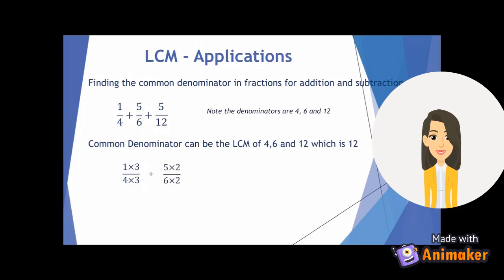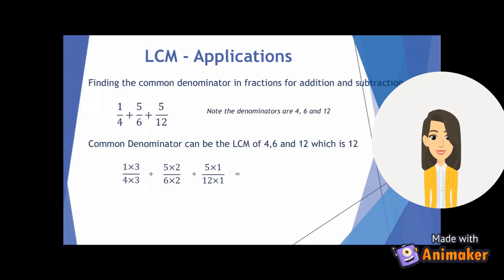In the second fraction, we multiply the numerator and denominator both by 2 to get the common denominator, 6 into 2 as 12. Likewise, in the third fraction, which already has a denominator of 12, no multiplication is required. The numerator and denominator can be imagined to be both multiplied by 1.